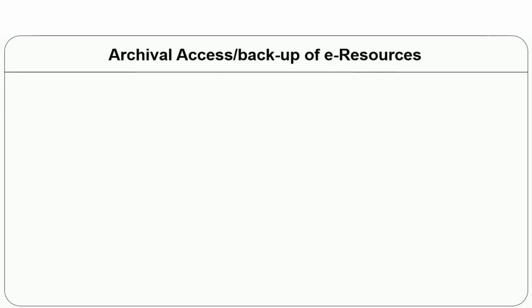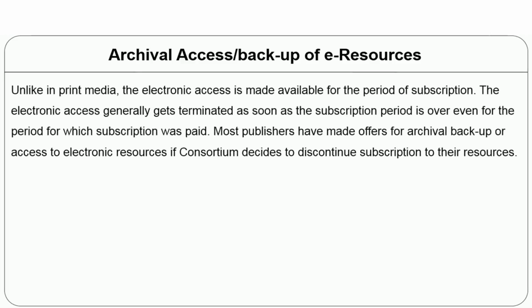Archival access and backup of e-resources under the consortium. Unlike in the print media, the electronic access is made available for the period of the subscription. So the electronic access generally gets terminated as soon as the subscription period has expired, or even for the period for which the subscription was paid. So most publishers have made efforts for archival backup or access to electronic resources if the consortium decides to discontinue the subscription to their resources.